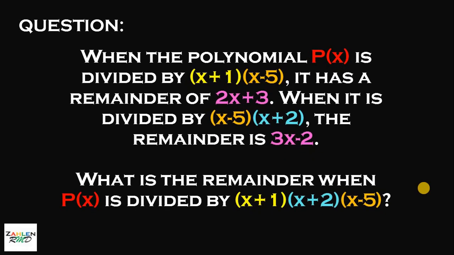Here's the question. When the polynomial p of x is divided by (x + 1)(x - 5), it has a remainder of 2x + 3. When it is divided by (x - 5)(x + 2), the remainder is 3x - 2. Now the question is, what is the remainder when p of x is divided by (x + 1)(x + 2)(x - 5)?